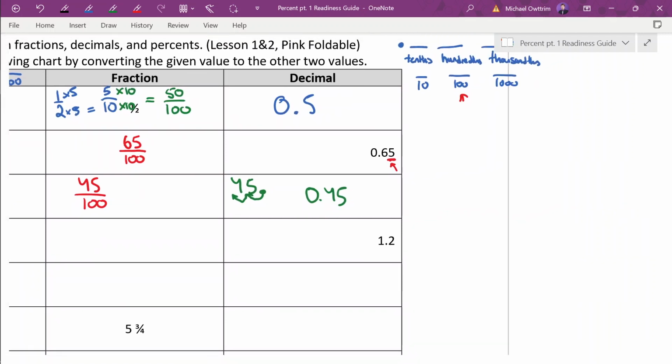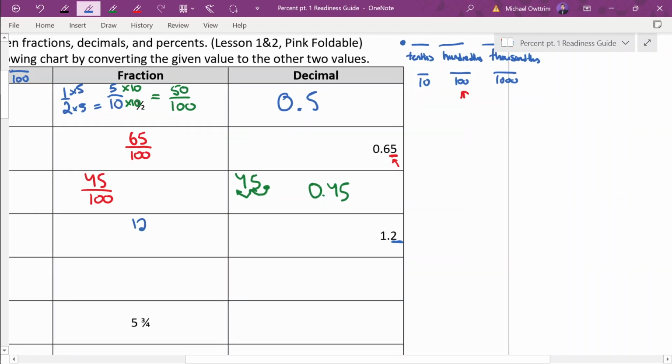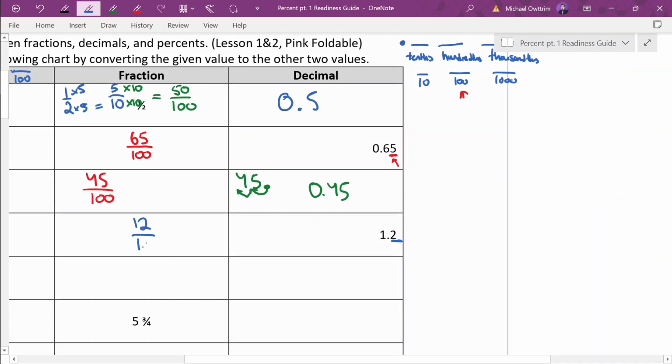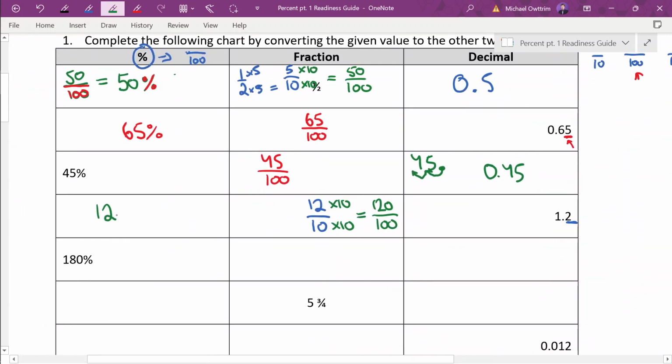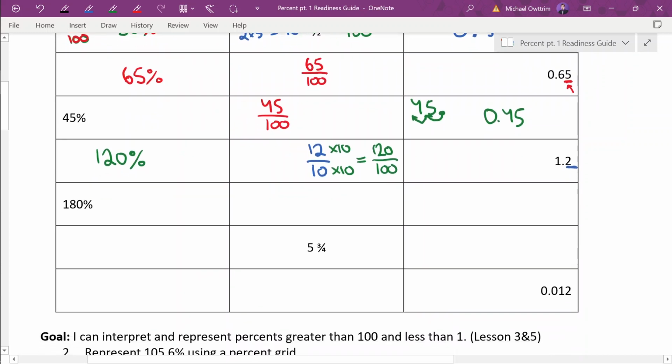So when we look at 1.2, again, we want to look for what place do we get to. In this case, it is the tenths place. So we take our digits 1, 2, and all we have to do is divide them by 10 to write it as a fraction. Now, as a percent, we're going to need 100 on the bottom. So we're going to multiply top and bottom by 10. End up with 120 out of 100, and therefore 120%. Again, just replacing the out of 100 with a percent sign.